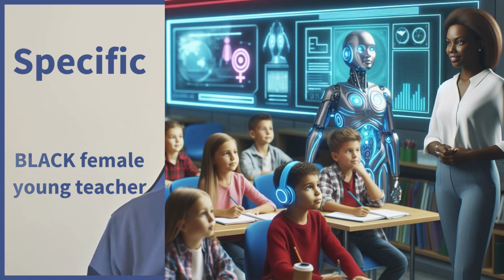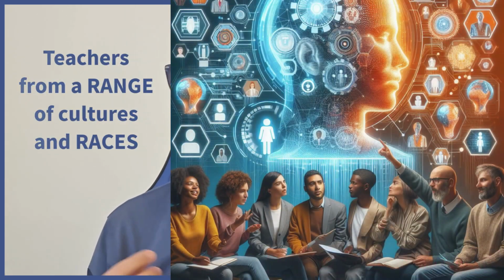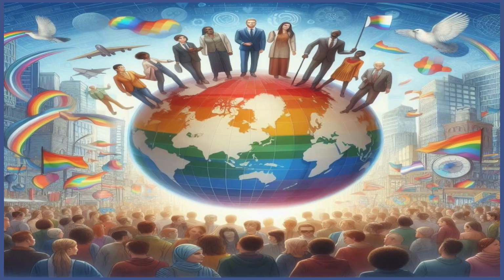or normative narrative. I also want my images to be more inclusive of my teacher colleagues, and so I ensure I'm specific about the description, for example, Black female young teacher, or teachers or students from a range of cultures and races, different types of families, which also include LGBTQ plus examples, diversely able people, etc. I love the fact that I can use visuals which are actually tailor-made and more representative of the world I live in and my learners live in.